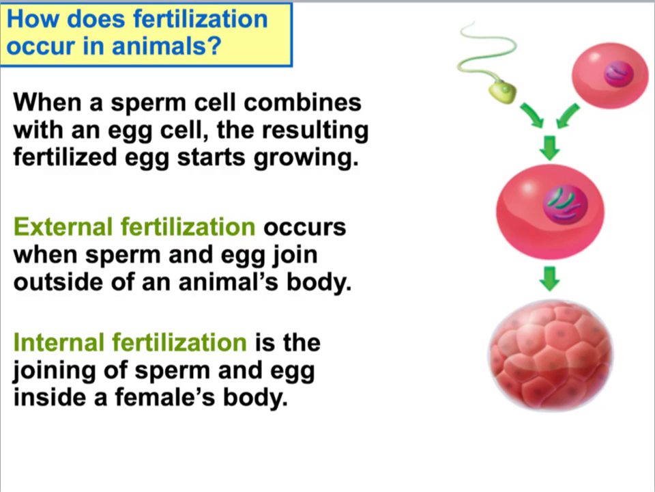water. So his cells are in the water trying to get to the egg cells that are in the water, and they're going to join outside. That's the outside of the body joining of egg and sperm. That's external fertilization. So this is a high-risk process here.